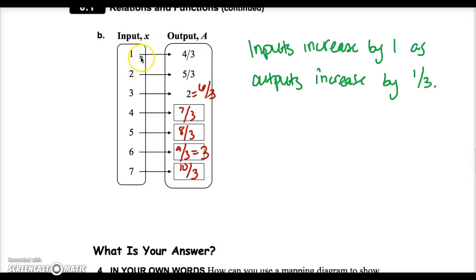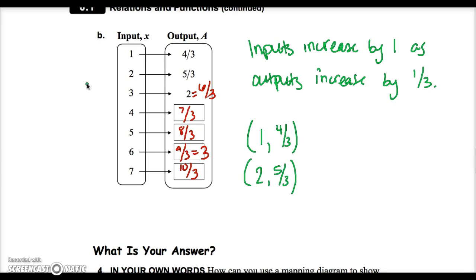Now the last thing I want to talk about in this video is anytime you have an input-output mapping diagram like this, every one of these can be written as an ordered pair. So the very first one is assigned to 4/3. That would be an ordered pair of 1, 4/3. So if you were to graph it, you'd go over 1, up 4/3. And you could do that all the way through with every single one of them.